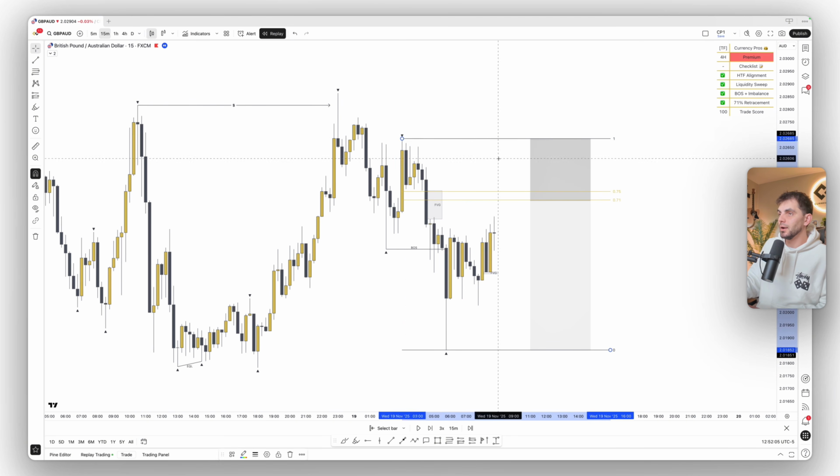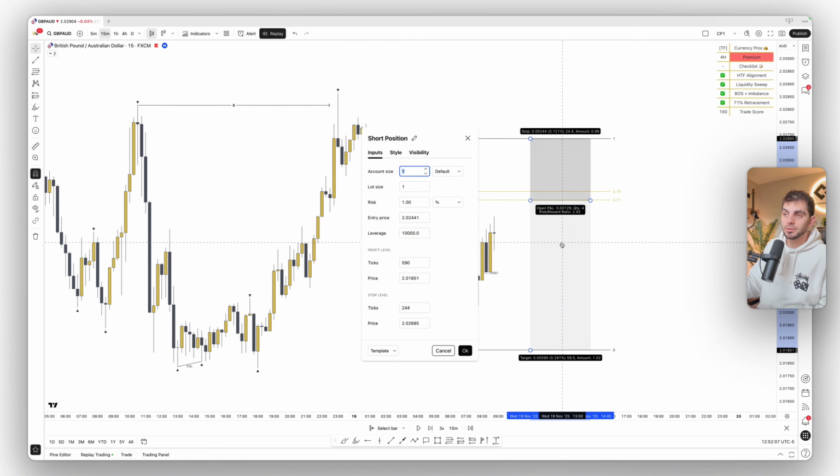that way. Then all you have to do is double click on the parameters and copy these prices over: the entry price, the take profit, the stop loss. Copy that over to your execution platform, whether that be on your computer or on your phone, and then you'll have very accurate parameters.